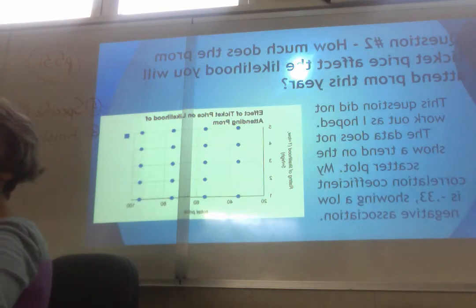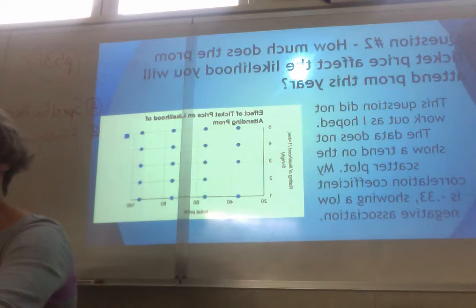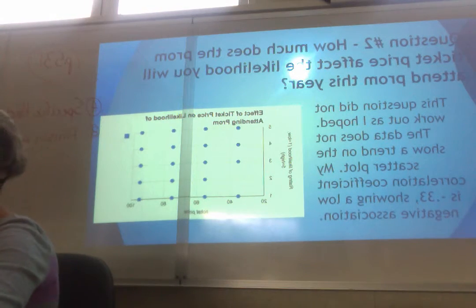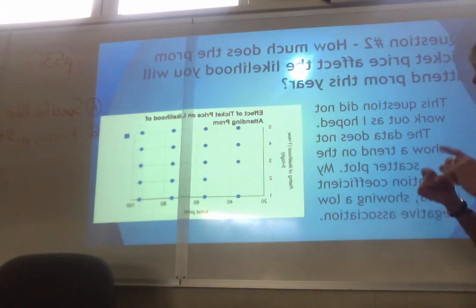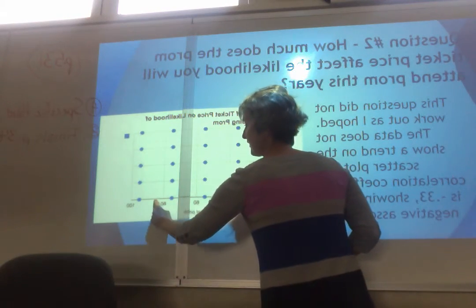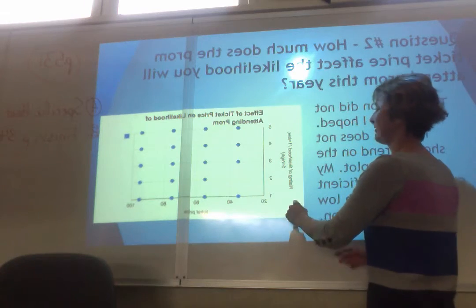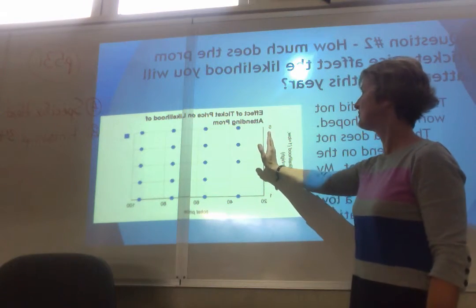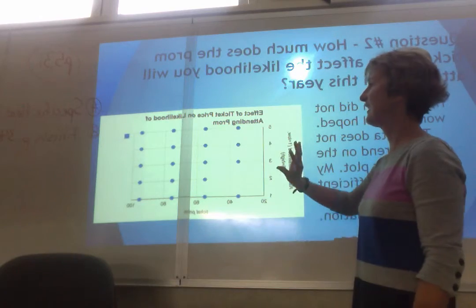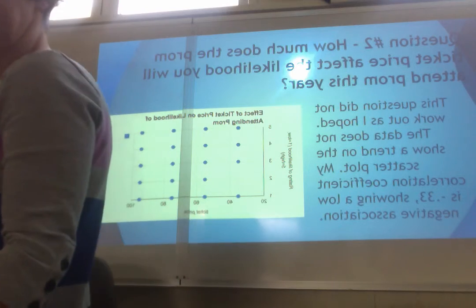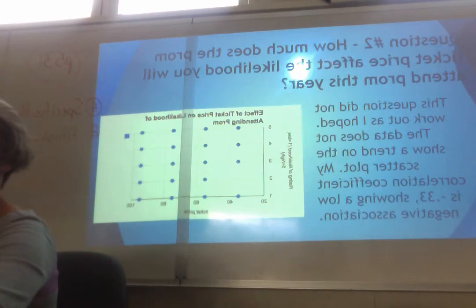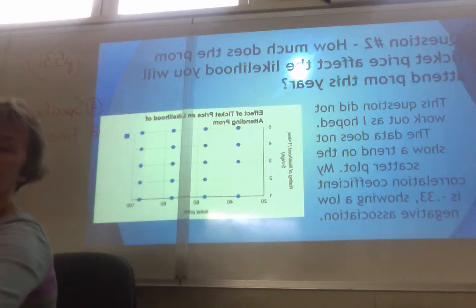How much does the prom ticket price affect the likelihood you will attend prom? So you've got to look at 2 things that go together: ticket price and likelihood to attend. Ticket price was what I figured was a dependent variable, and likelihood to attend. And my scatter plot wasn't the greatest data. I didn't do the best job on this question. Okay? But I did plot it and did a linear regression.